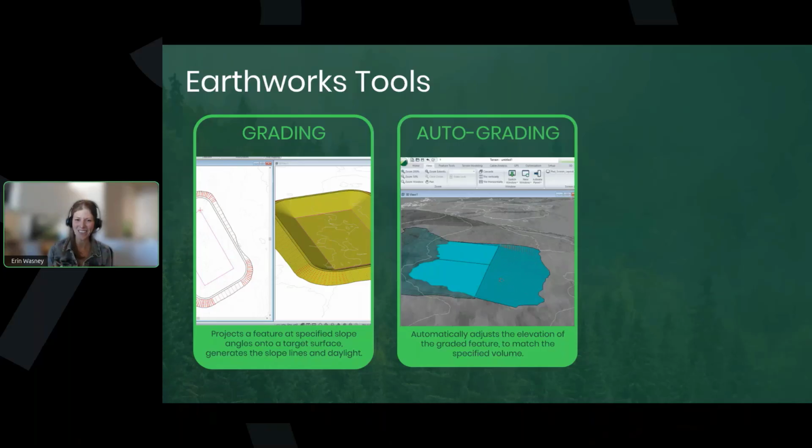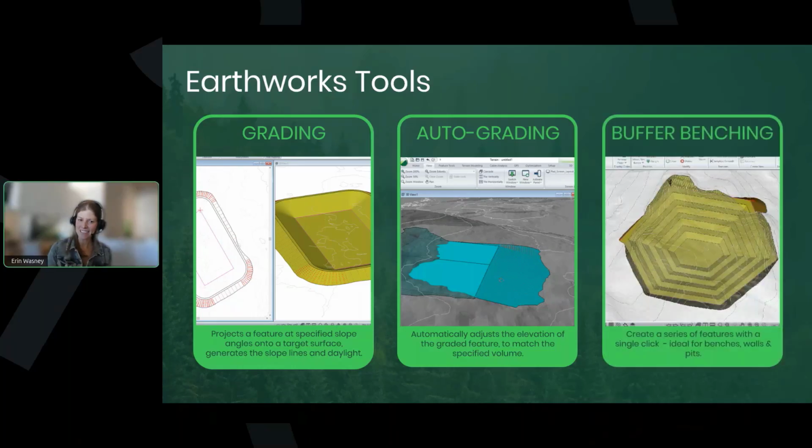So this one, a little bit more intelligent. What it's going to do, it's going to automatically adjust the elevation of that graded feature in order to hit a very specific volume. So you can ask it to have a surplus, you can ask it to balance, and the software is going to figure out what the elevation of that feature, or that end surface, I should say, should be. So really intelligent way, especially if you're doing site leveling, a graded pad. This is a fantastic feature to use, going to take a lot of the guesswork out of it.